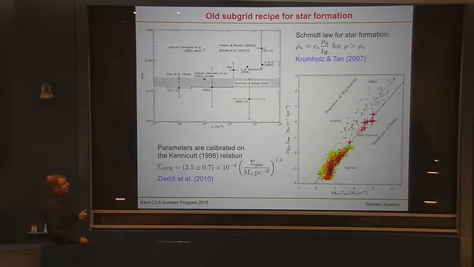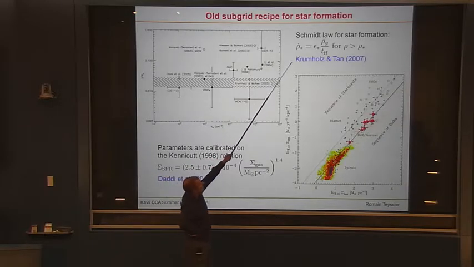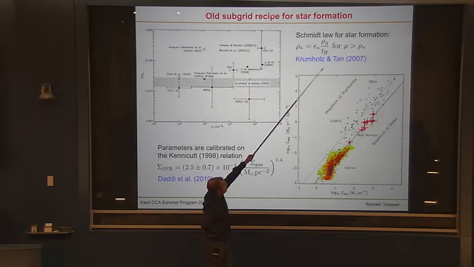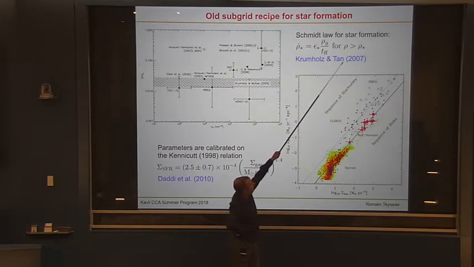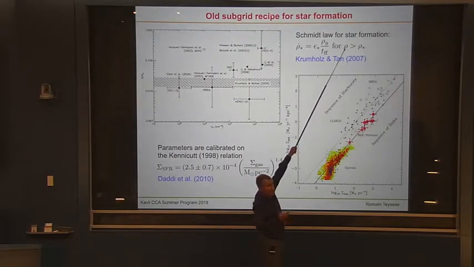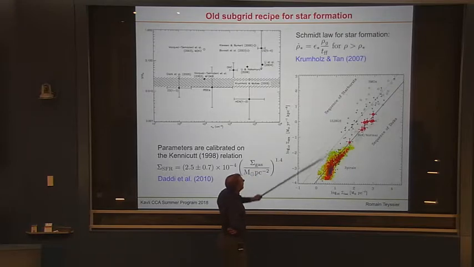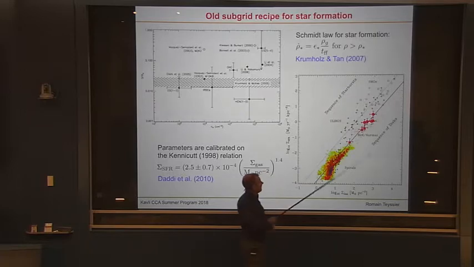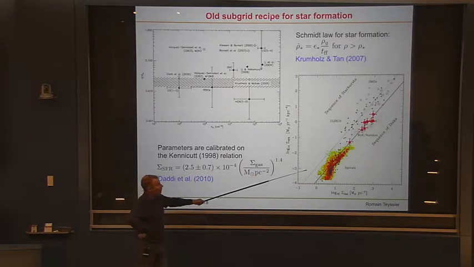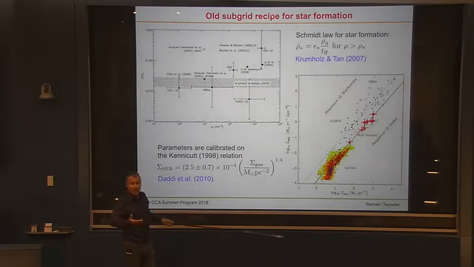We use this very simple Schmidt law, which says that you form stars at a rate given by a parameter epsilon times the gas density in the cell divided by the free-fall time of the gas, and only if the gas is dense enough. Right? That's how we form stars, at least traditionally. And those two parameters, epsilon_ff or epsilon_star and rho_star, are calibrated for your simulation to reproduce the Kennicutt relation in observed galaxies. Right? That's the traditional way to do it.